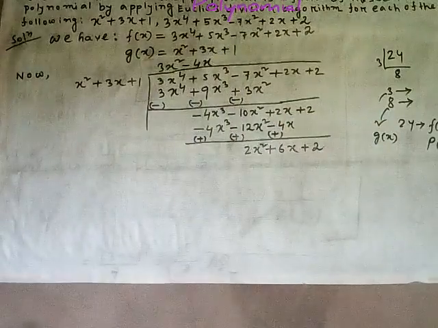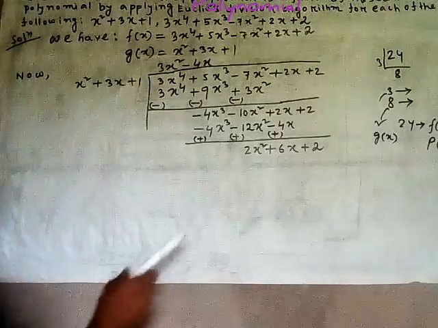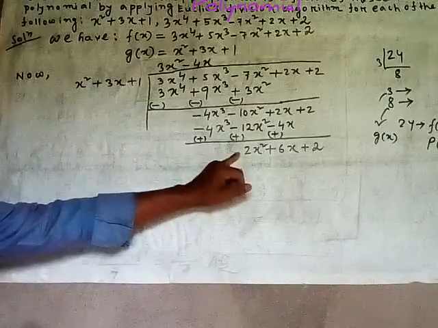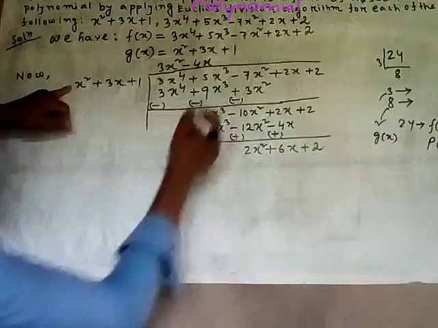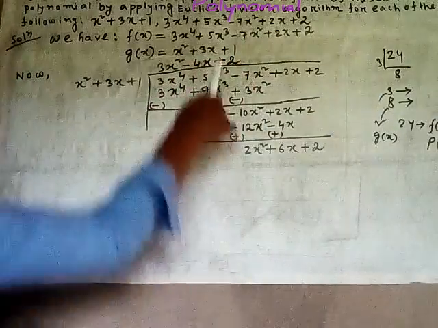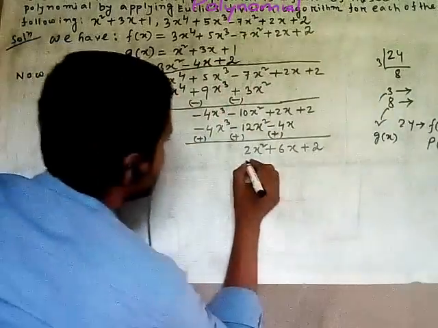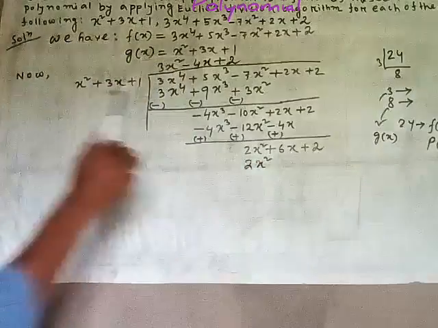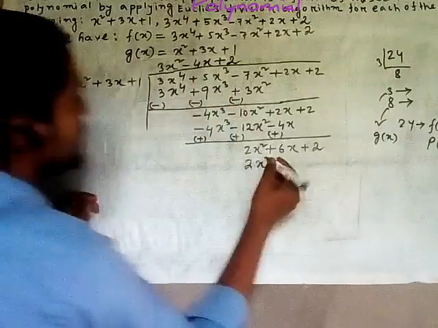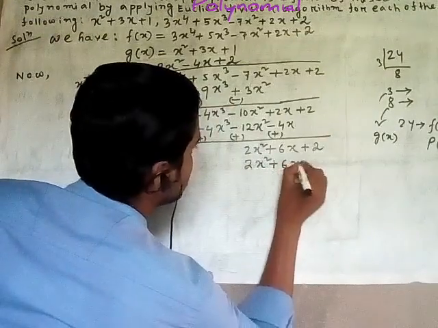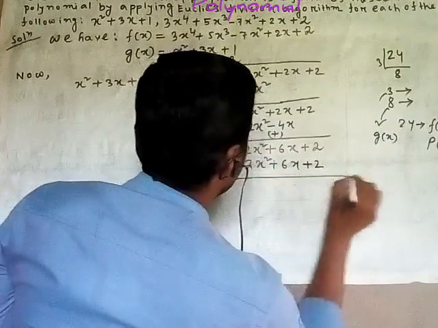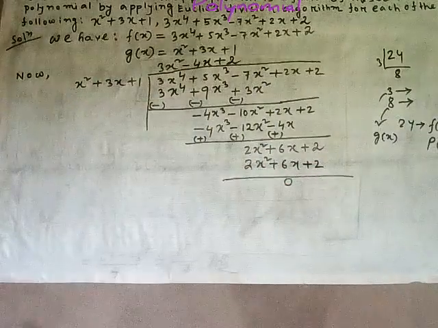Now what can we see? There is x square, there is also x square, but here is 2, there is no 2, so we can do it with plus 2. Plus 2 into x square, plus 2x square. No need to write this plus symbol. Plus 2 into 3x, 3 into 2, 6x. Plus 2 into 1, plus 2. So what will you get? You will get the remainder is 0.